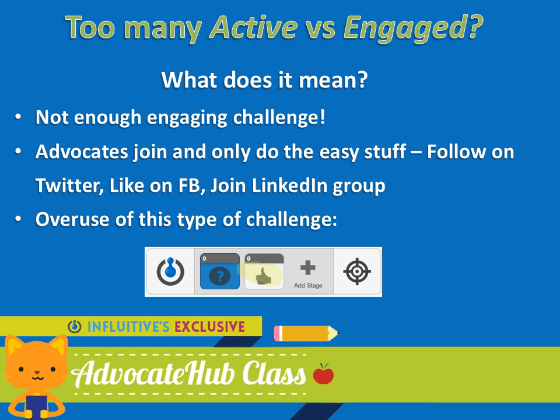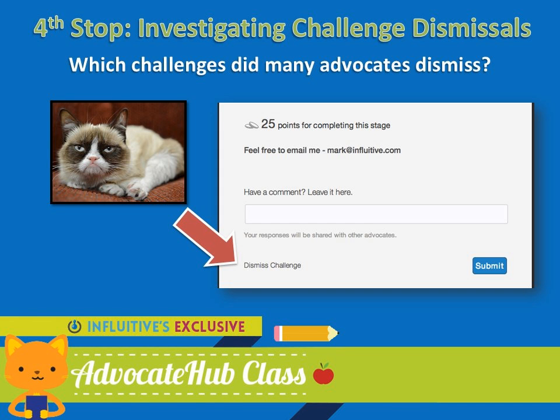So just make sure you're not using too many of this type of stage, of the advocate workflow stage. That could also skew your reports slightly. Okay. Now the final stop, we're going to investigate challenge dismissal. So what does that mean? You know that every advocate, when they see a challenge, they do have the option to dismiss it.